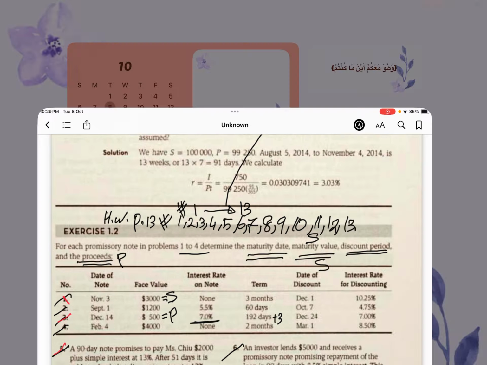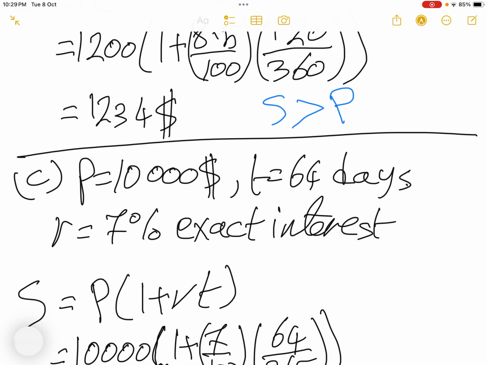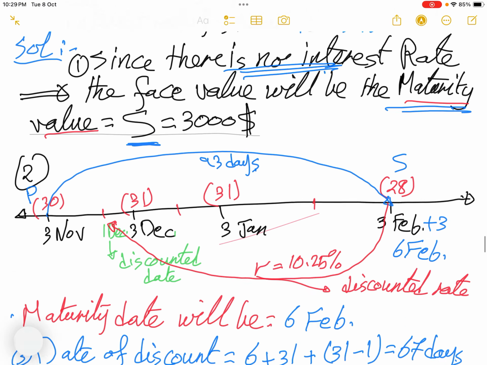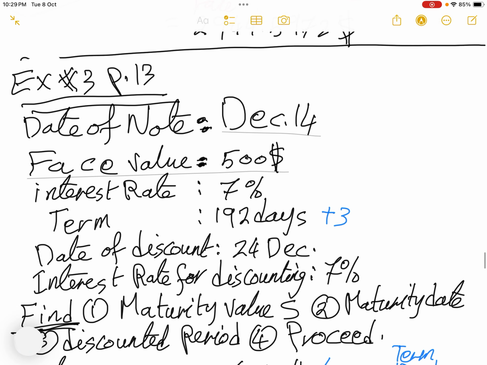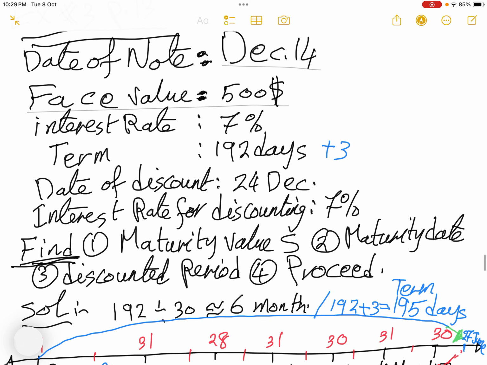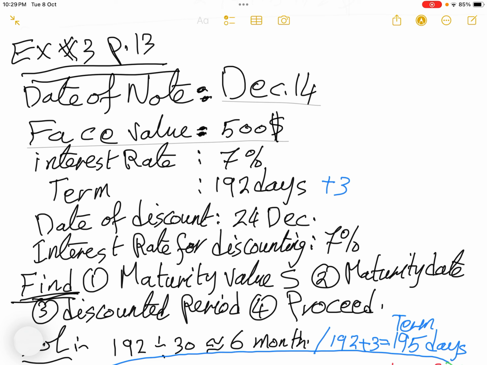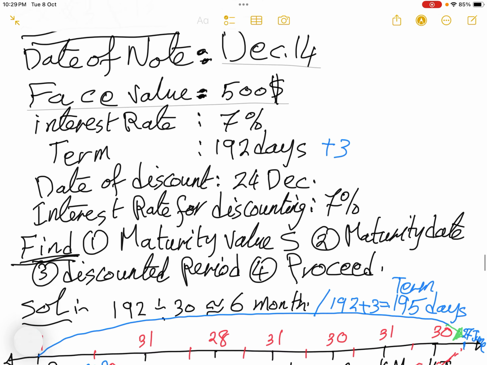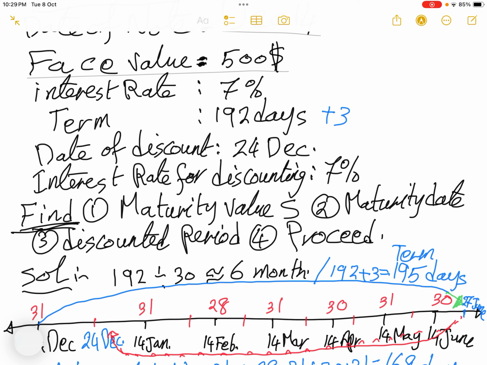We will return to exercise number 3, page 13. The date of the note is 14 December, face value 500, interest rate 7%, term 192 days plus 3. Date of discount 24 December. Interest rate for discounting is 7%. Find the maturity value, maturity date, discounted period, proceed.